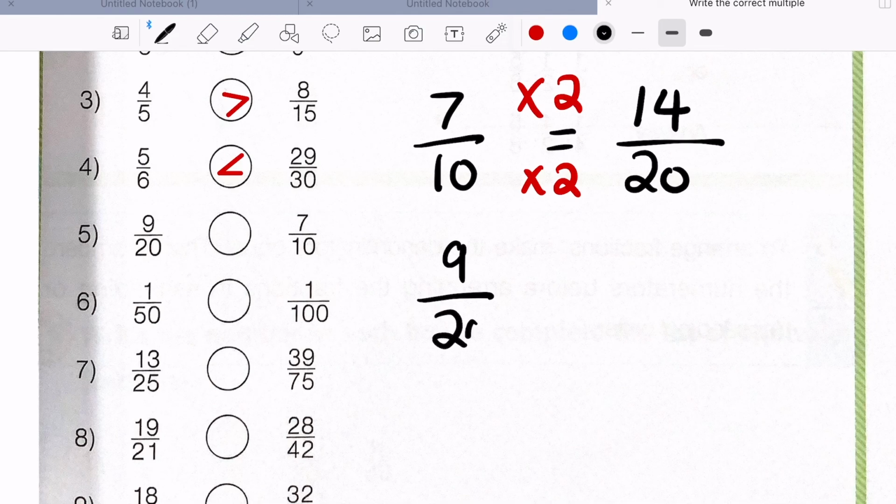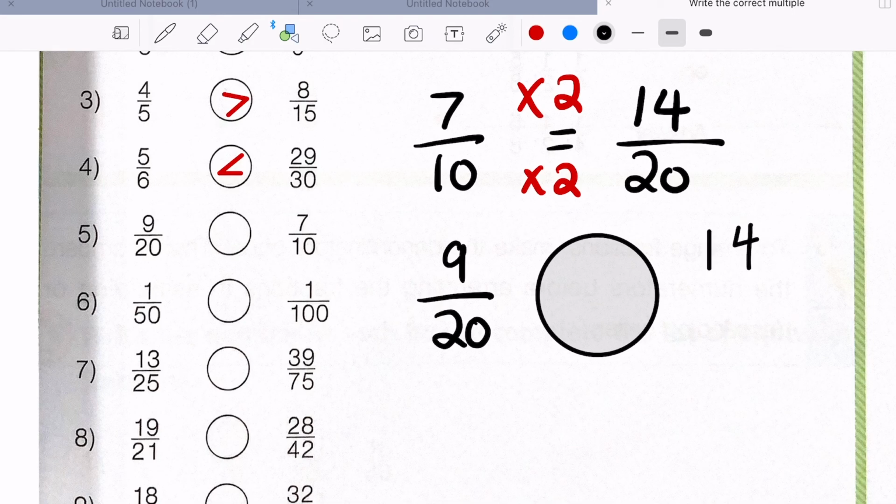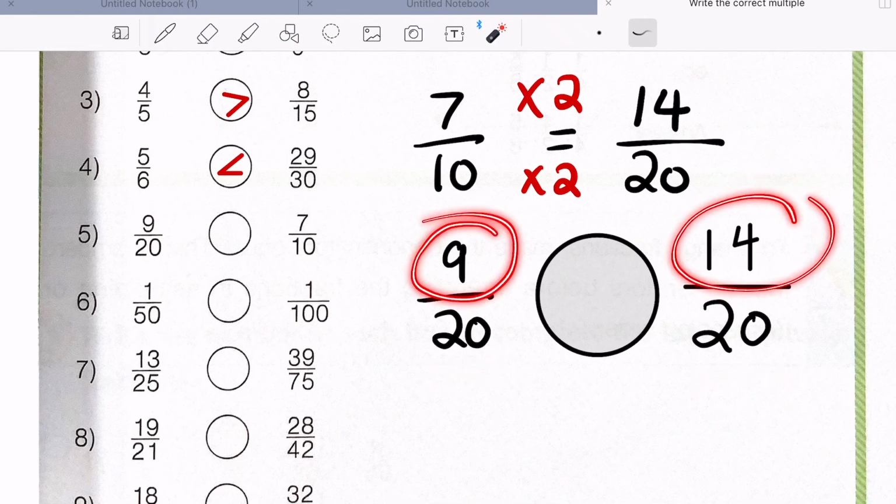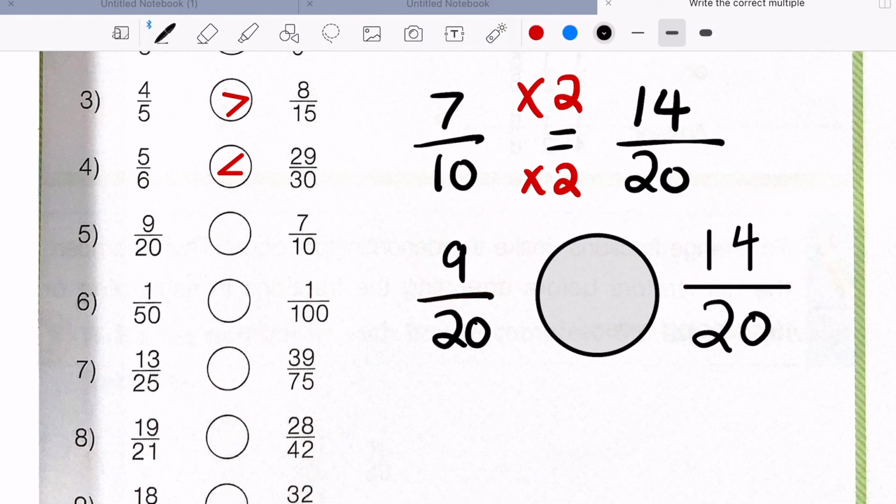So here we have 9 over 20 compared to 14 over 20. Which one is bigger? Which one is smaller? Same denominator. The 14 is bigger than the 9. So here's what we can write. Like that, right? 14/20 is bigger than 9/20. So that means 7/10 is bigger than 9/20. So we're going to write that down as well.